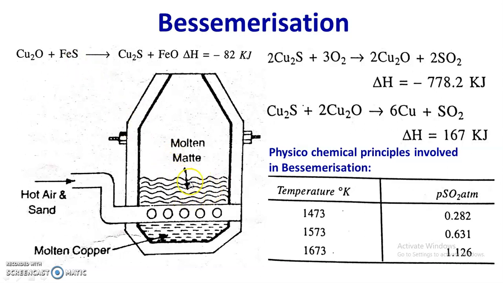The molten copper matte is heated in a Bessemer converter using air, and first of all ferrous sulfide is removed in the form of slag. First it reacts with cuprous oxide and there is a formation of cuprous sulfide. Then all of this ferrous oxide reacts with the flux, that is silica, and there is a formation of slag. These are the reactions involved during Bessemerization.